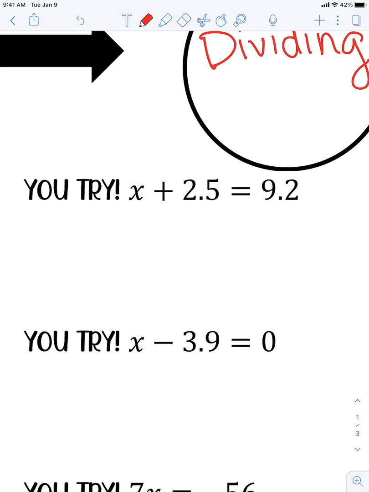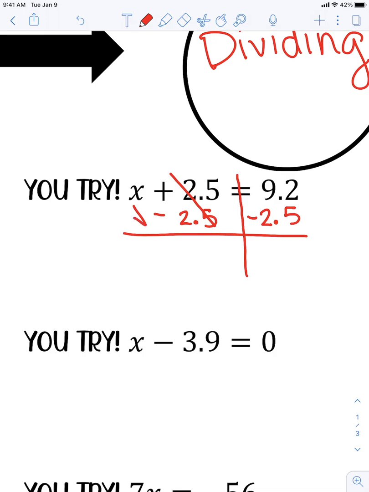x plus 2.5 equals 9.2. Solve for x. So you should have drawn a line through the equal sign and you subtract 2.5 from both sides. Again, our goal is to get the x by itself. When you do that, the 2.5 minus 2.5 zeroes out. You bring down your variable x. You drop down your equal sign, and 9.2 minus 2.5, you get 6.7.